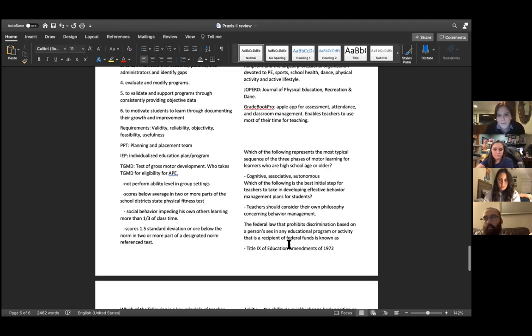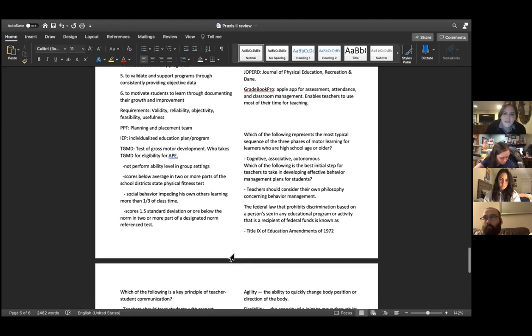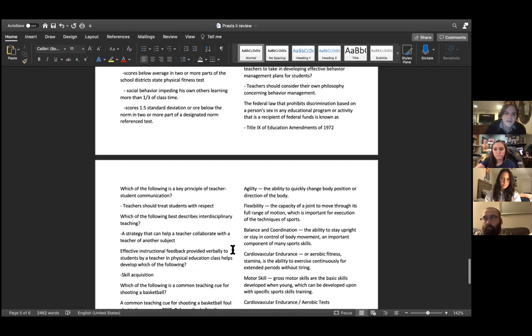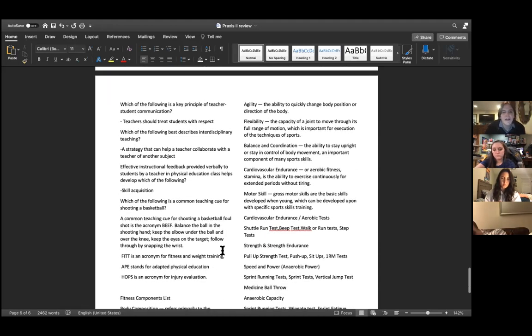The federal law that prohibits discrimination based on the person's sex in any education program or activity that is a recipient of federal funds is known as Title IX of the Education Amendments of 1972. Which of the following is a key principle of teacher-student communication? Teachers should treat students with respect. Which of the following best describes interdisciplinary teaching? A strategy that can help a teacher collaborate with a teacher of another subject.